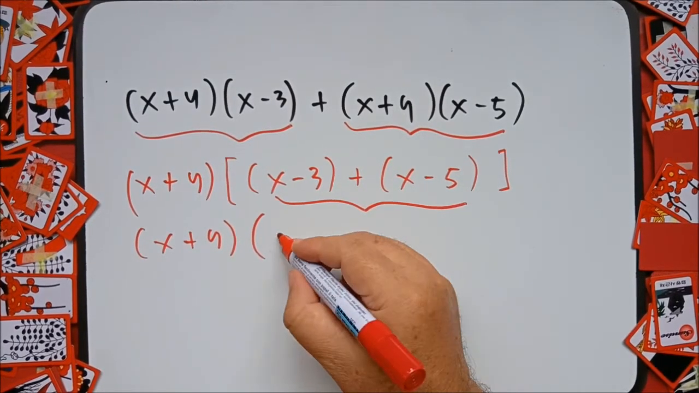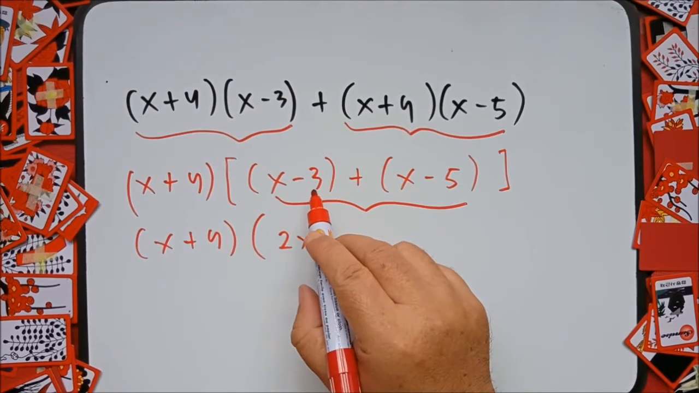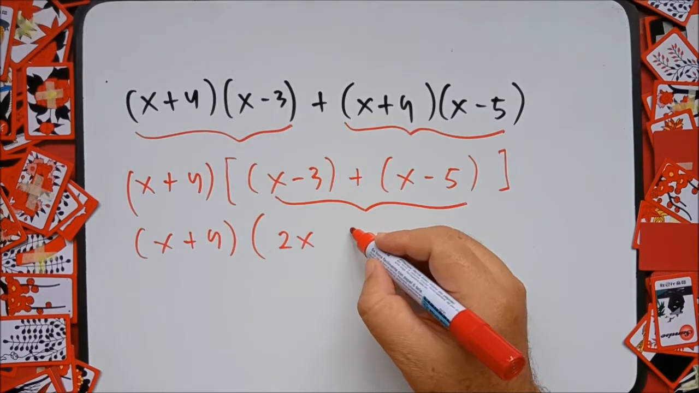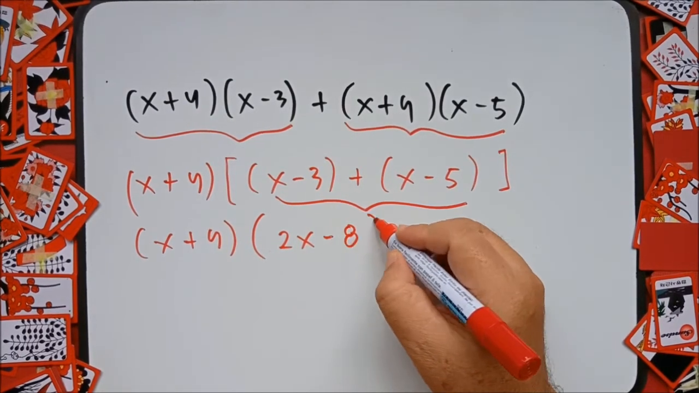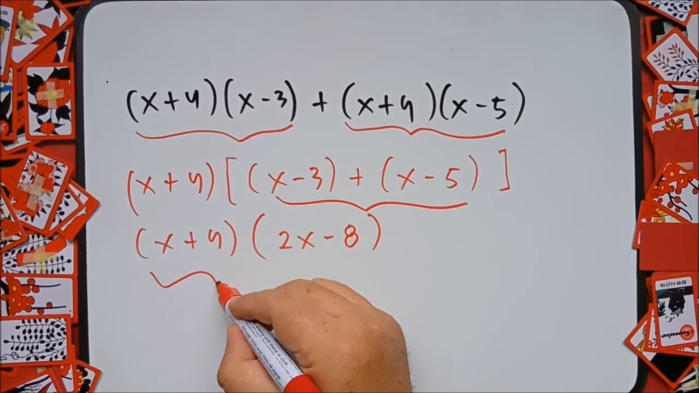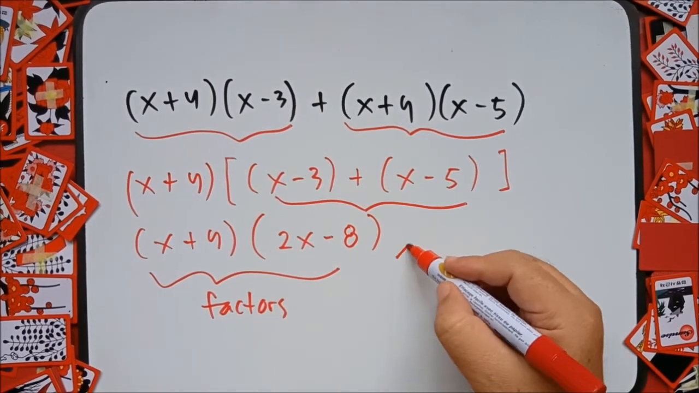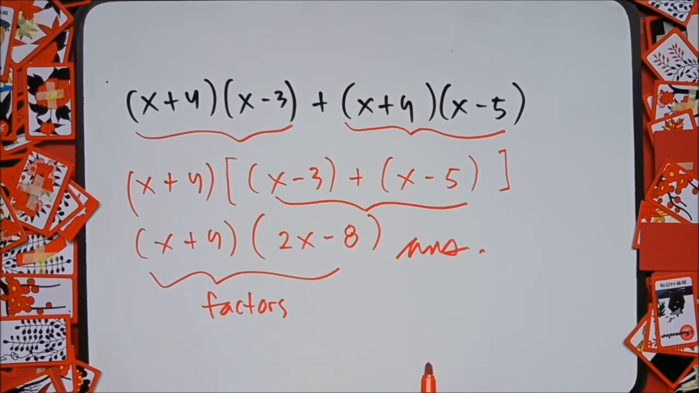X plus x, magiging dalawang x. Negative 3 plus negative 5, pareho ang sign. Dagdag ang absolute value, magiging 8. Tapos, kukopyahin mo ang common sign. So, this will be your factors. And this will be your final answer. Okay?